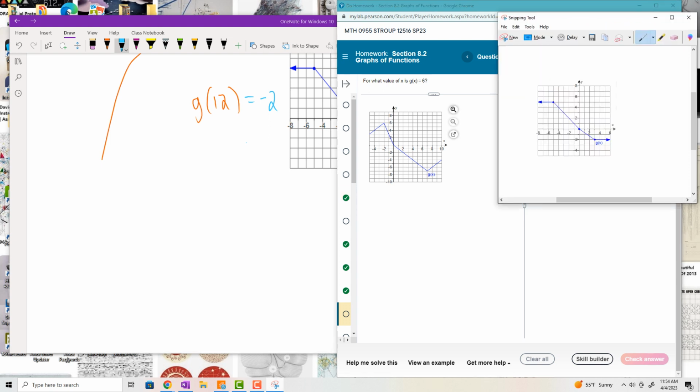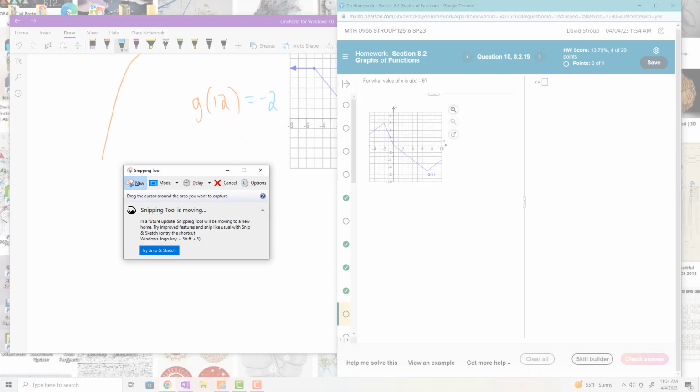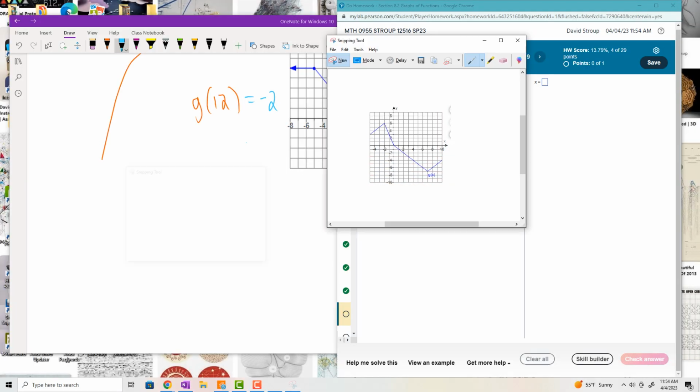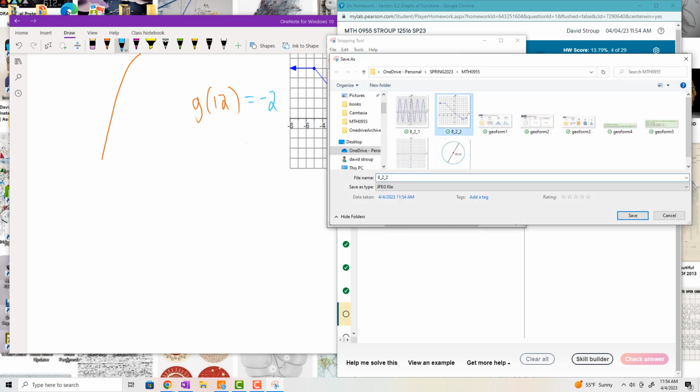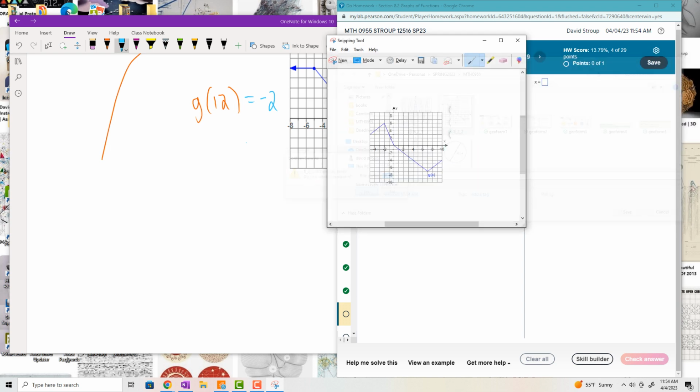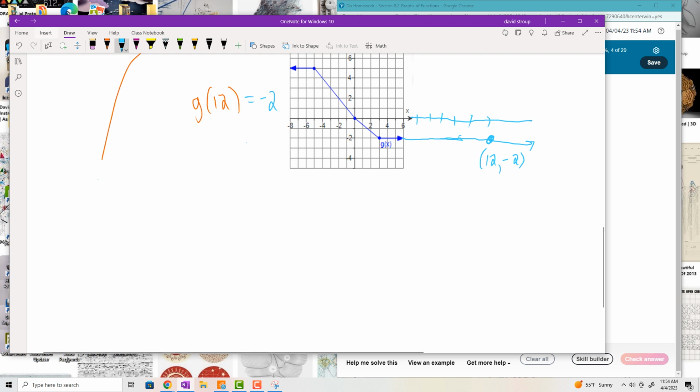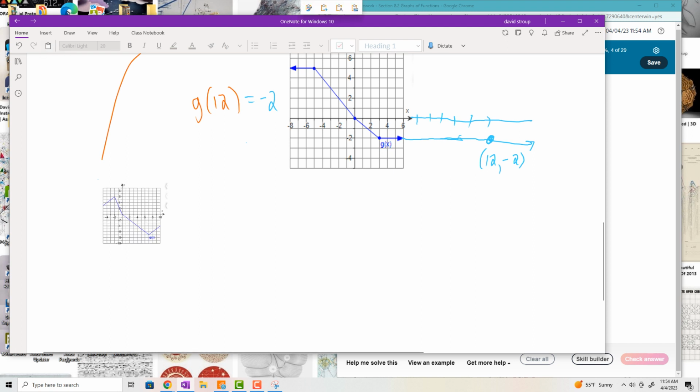Another one. Okay, so this is kind of the reverse problem now. So I'll save, yes, insert. No, it's not going to let me do that. There it is. Paste.